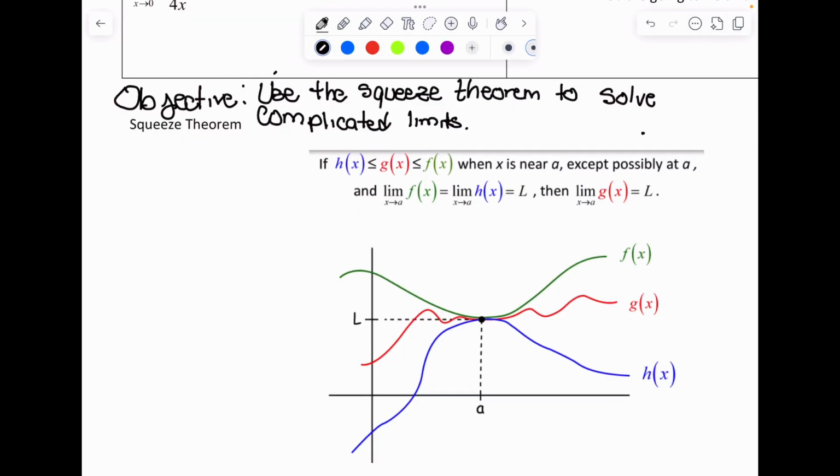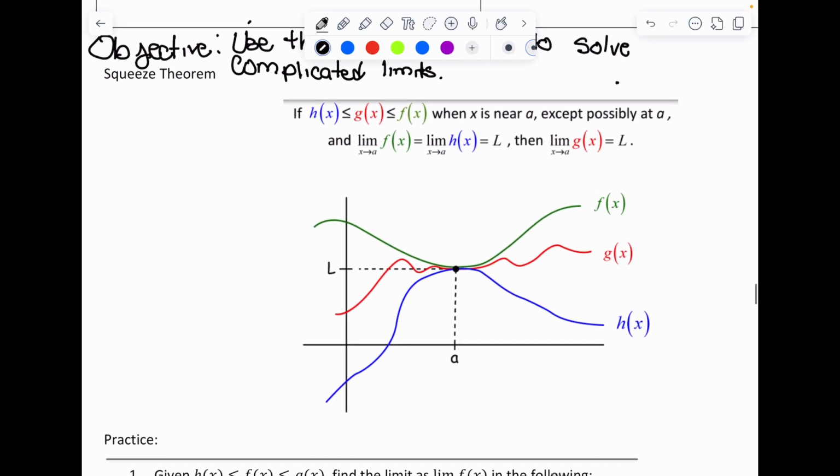Okay, boys and girls, this evening we are looking at the squeeze theorem, also sometimes known as the sandwich theorem. We're going to use the squeeze theorem to solve complicated limits. The squeeze theorem is a pretty nifty little theorem.